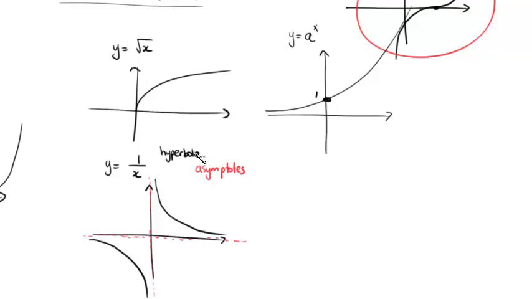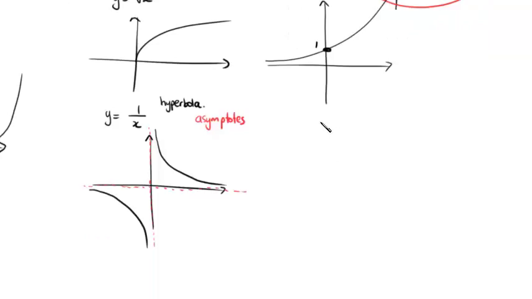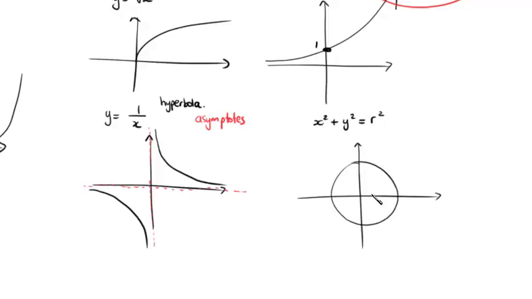And also we're going to talk about the equation of a circle. x squared plus y squared equals r squared. That will give you a circle with radius r. For example, if this value is changed to 3 squared, which is 9, then the radius here would be 3. So this will touch 3, minus 3, 3, and minus 3.